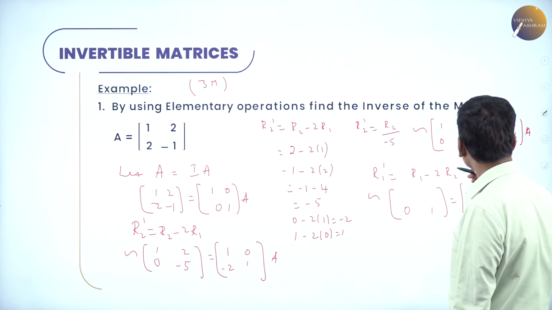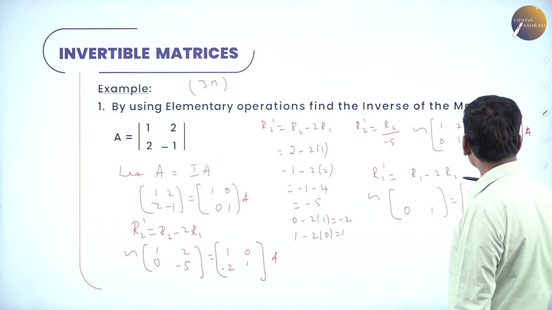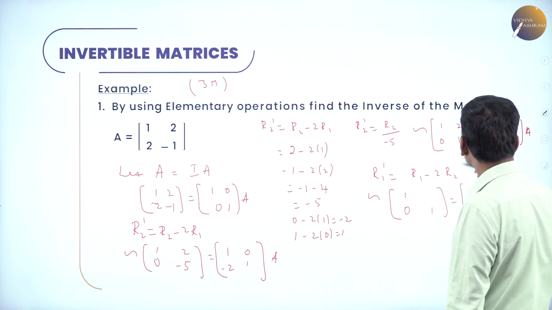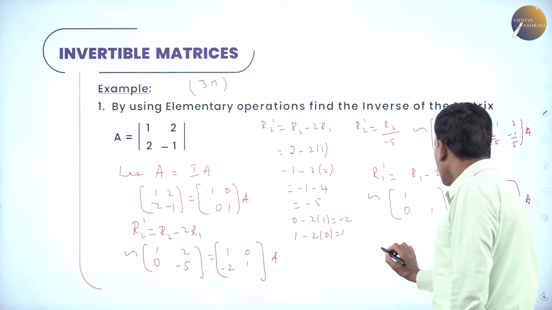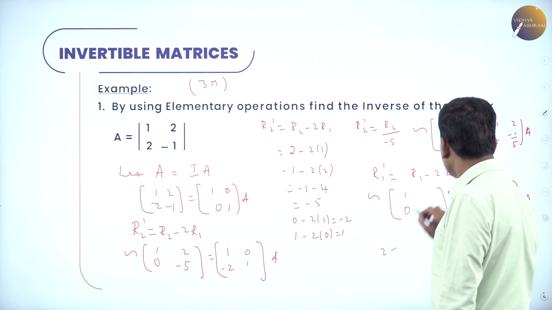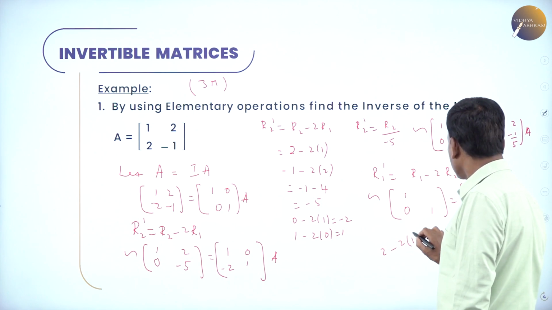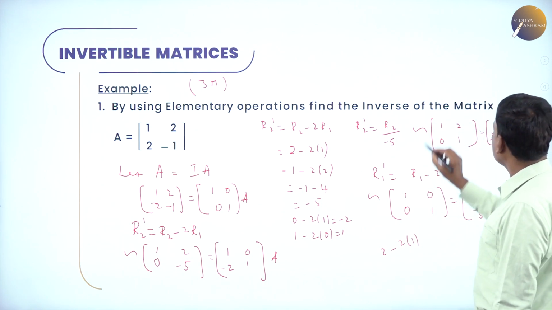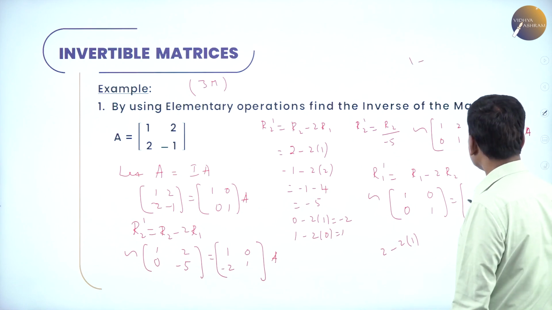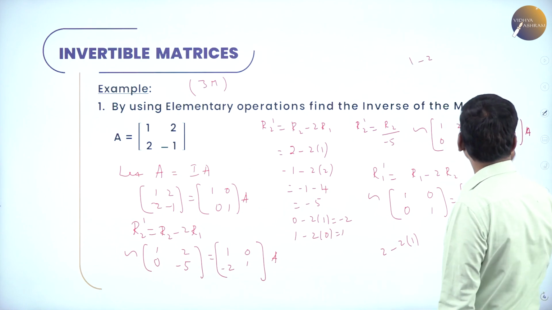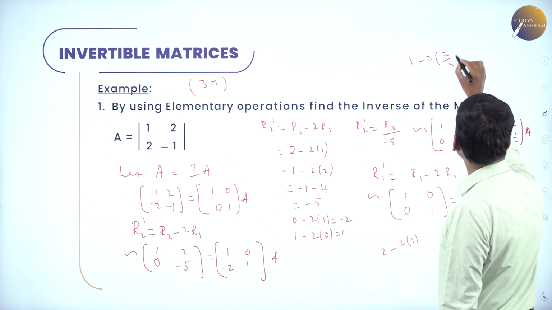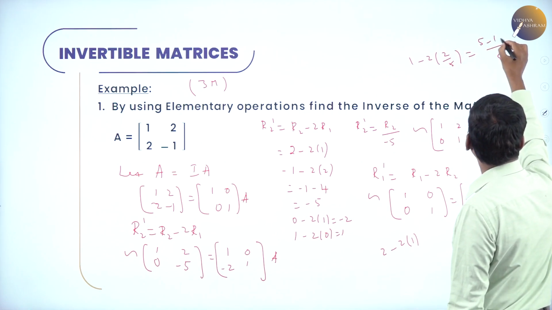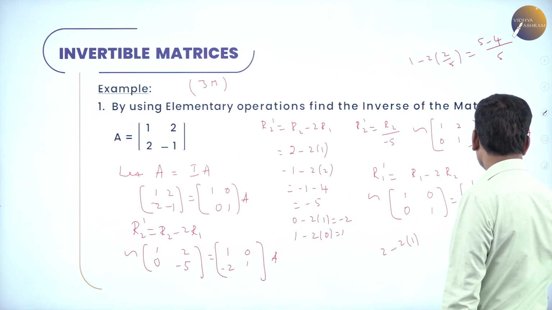And see here, 1 minus 2 into 0 is equal to the same, it won't change. This becomes R2: 2 minus 2 into R1 is 1, 2 minus 2 is equal to 0. Again, this element of R2 is 1 minus 2 into 2 by 5. So take the LCM, 5 is the LCM, 5 ones are 5 minus 4, that is equal to 1 by 5.